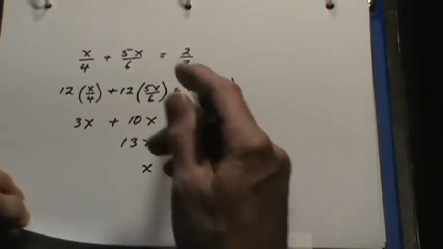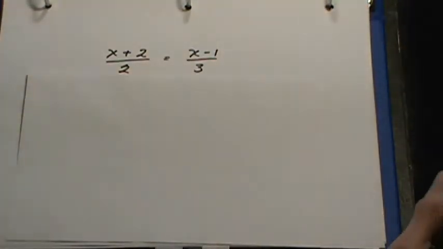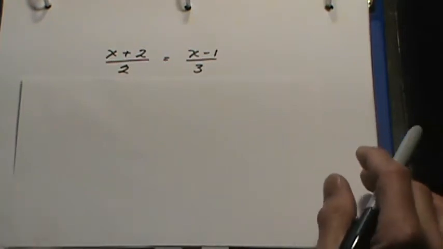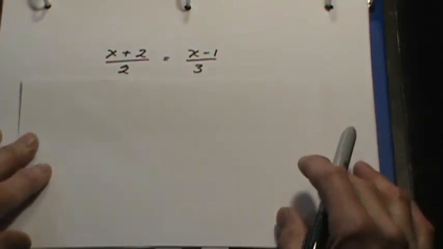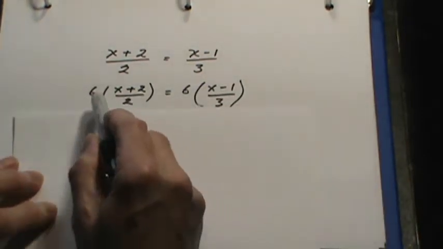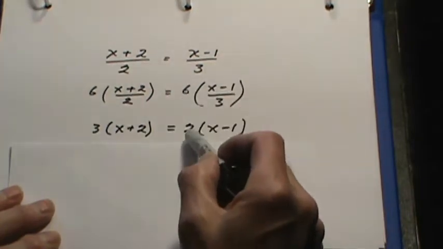So I would suggest getting rid of the fractions, because you can always do whatever you want to both sides, as long as you follow that rule. You should be okay. Here again, I'm going to multiply by 6. The 2 into the 6 goes 3 times, and the 3 into 6 there goes twice.